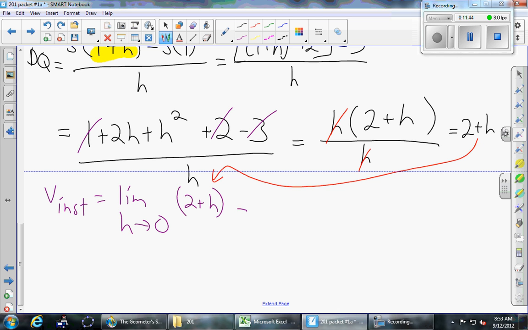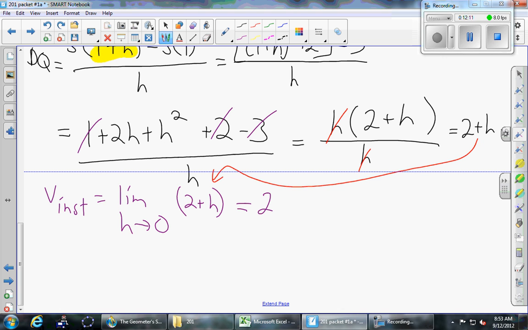And the first time you see a limit, you just try plugging in. What do we get when we send h to 0? 2. And 2 was the guess that we had made for the instantaneous velocity. Questions on that? Okay.